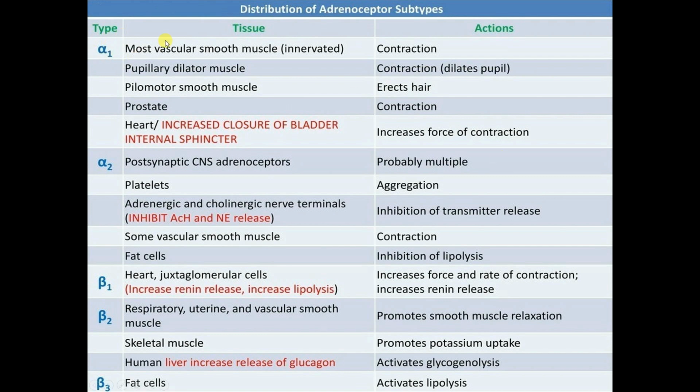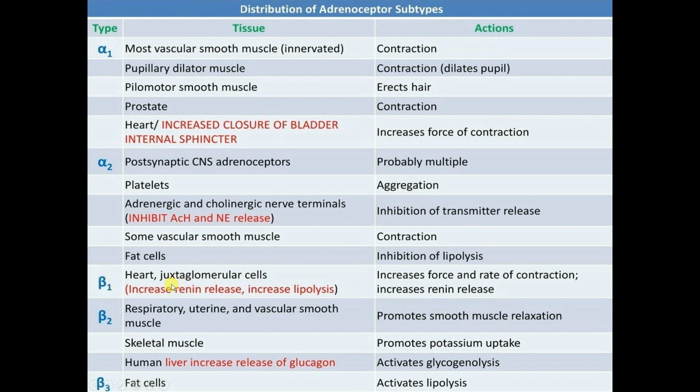For example, alpha 1, tissue, most vascular smooth muscles, action, contraction. Pupillary dilator muscle, contraction. Pilomotor smooth muscle, erects hair. Prostate, contraction. Heart, increases force of contraction. Alpha 2, postsynaptic CNS adrenoreceptors, probably multiple. Platelets, aggregation. Adrenergic and cholinergic nerve terminals, inhibition of transmitter release. Some vascular smooth muscle, contraction. Fat cells, inhibition of lipolysis.